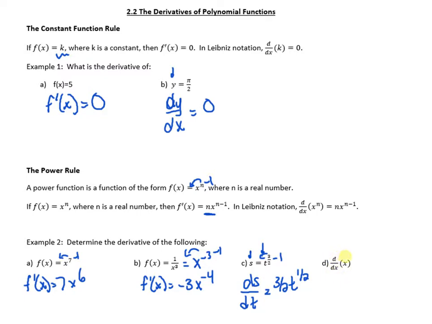Okay, d by dx of x. So this is x to the 1. So dy by dx equals, bring the 1 down, which is just 1, and x to the 1 minus 1 is x to the 0. Well, we can just say 1. So the derivative of any variable x is just 1.